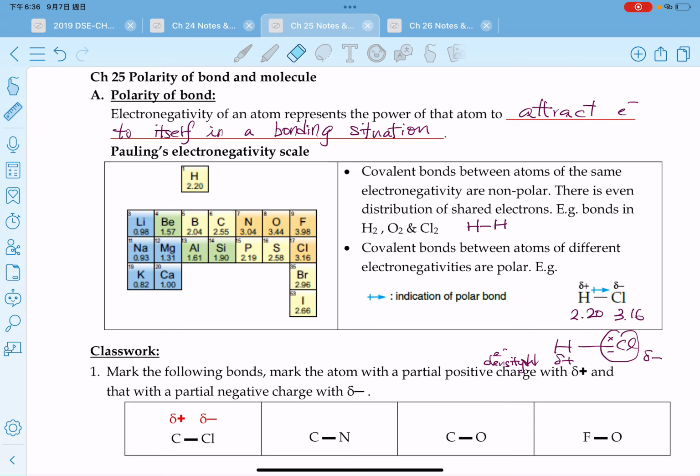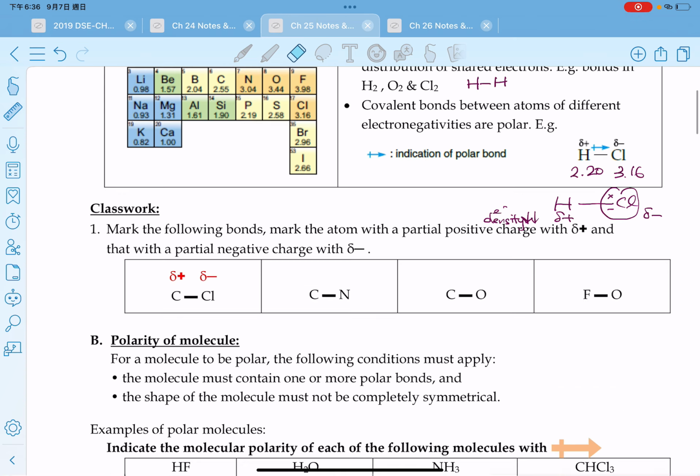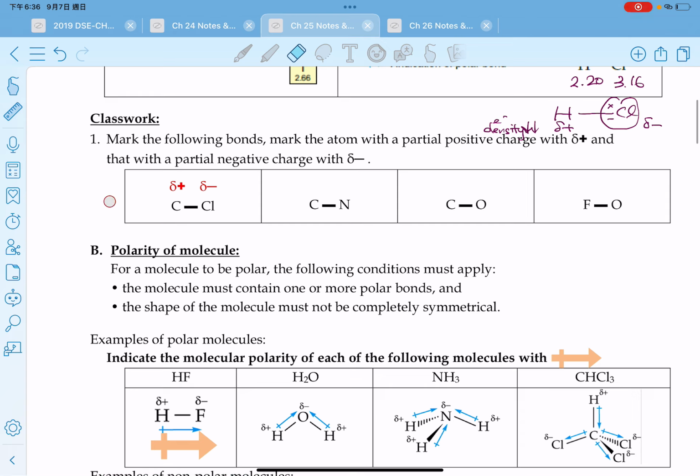But covalent bonds between atoms of different electronegativities will make the bonds polar. Take an example for hydrogen and chlorine. Hydrogen has a lower electronegativity value. As a result, it has lower power to attract the bonding electron. You can think about the classwork and then do it. Let's pause it and then you do it first.